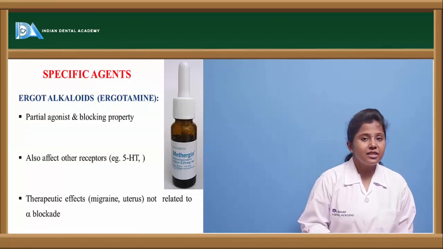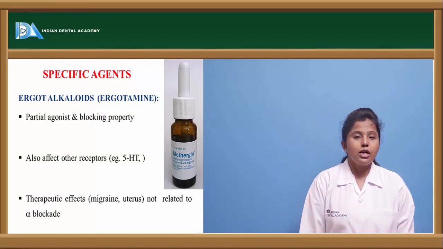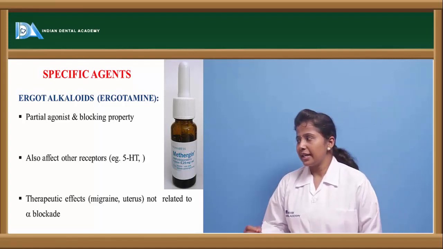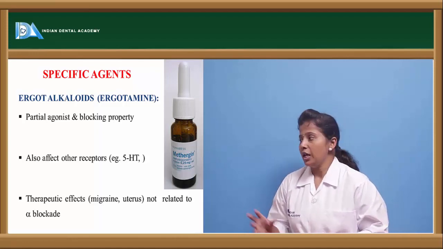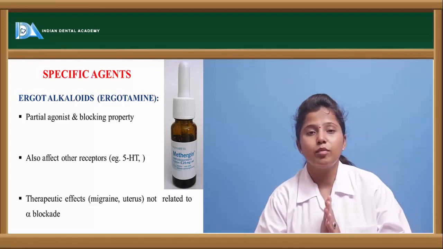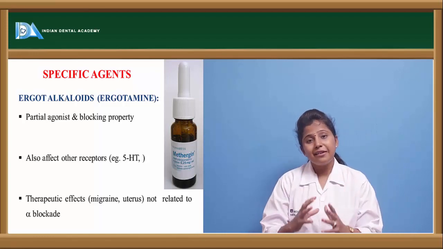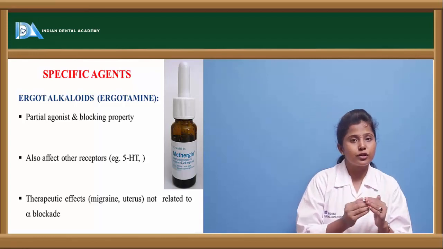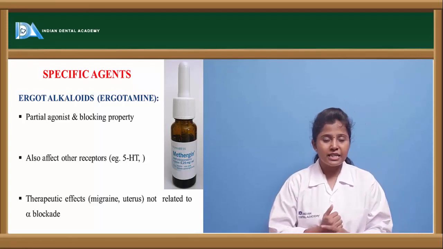There are other specific agents, like ergot alkaloids. These are plant-derived alkaloids, and there are two drugs, ergotamine and ergotoxine. Ergotamine shows partial agonist as well as blocking properties. What does this mean? It shows a mixed effect, in the sense the effect depends on the dose. If it is given in smaller doses, it shows agonist activity. If it is given in higher doses, it shows antagonistic activity.